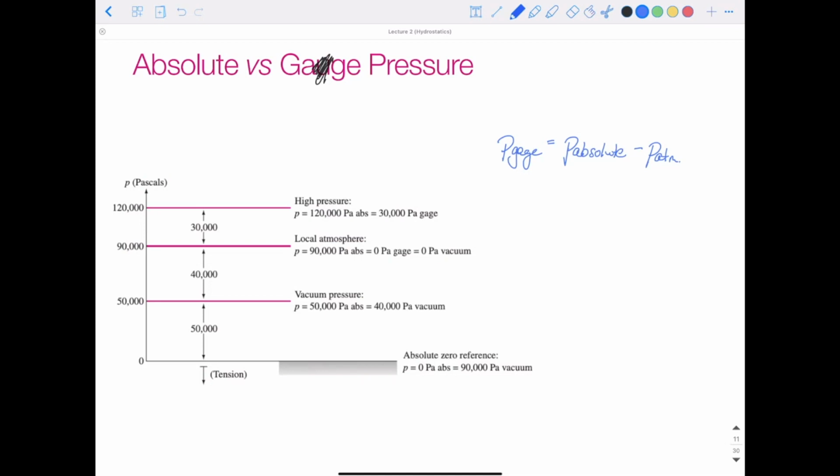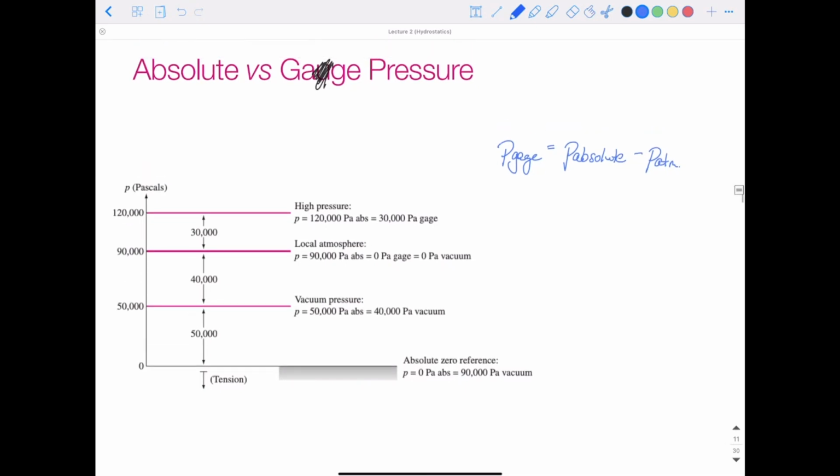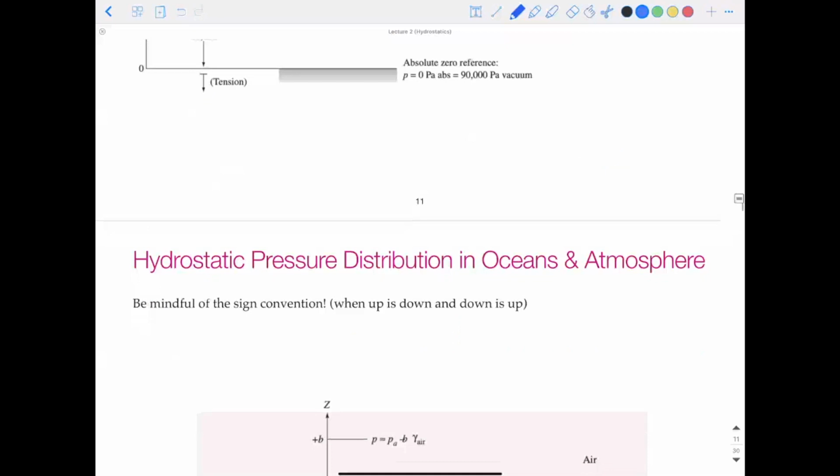So if we look at this diagram here, this is showing, I'm not actually sure what this diagram is showing. Maybe the next slide will help.